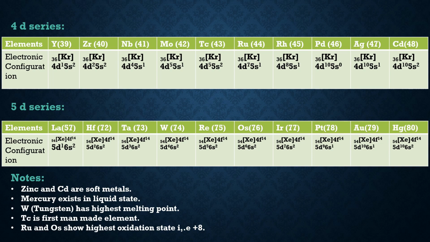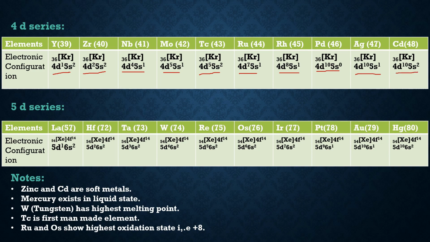Yttrium configuration is configuration of krypton, after that 4d1 5s2, zirconium 4d2 5s2, niobium 4d4 5s1 because we should not write 4d3. Then molybdenum 4d5 5s1, then technetium 4d5 5s2, ruthenium 4d7 5s1 because we should not write 4d6. After that rhodium 4d8 5s1, then palladium 4d10 5s0. Again we should not write 4d9, hence we write it 4d10. Then silver having 4d10 5s1 configuration and cadmium having full filled 4d10 5s2 configuration.